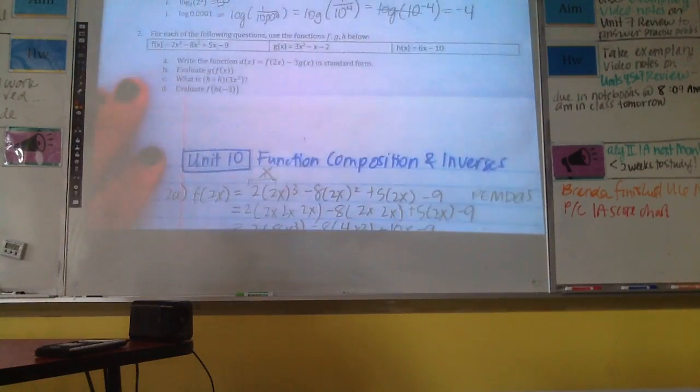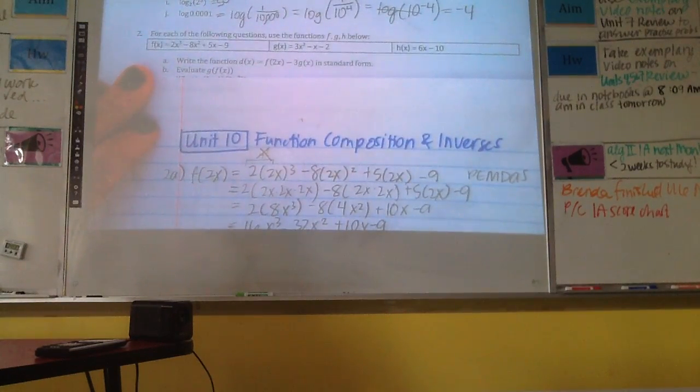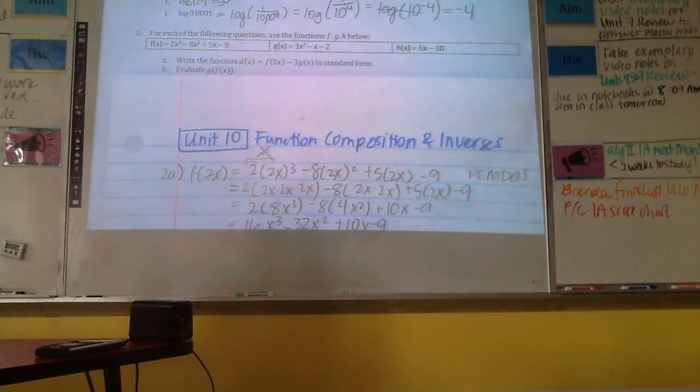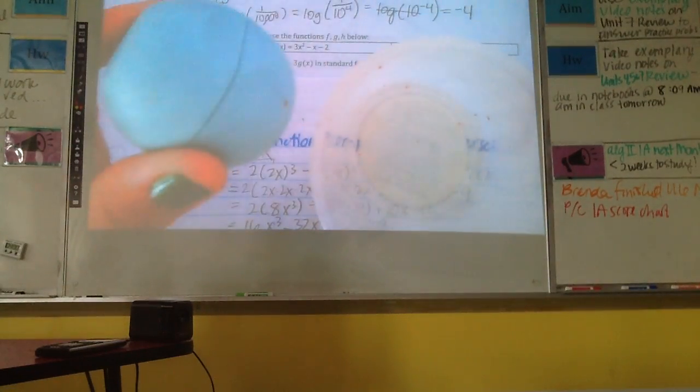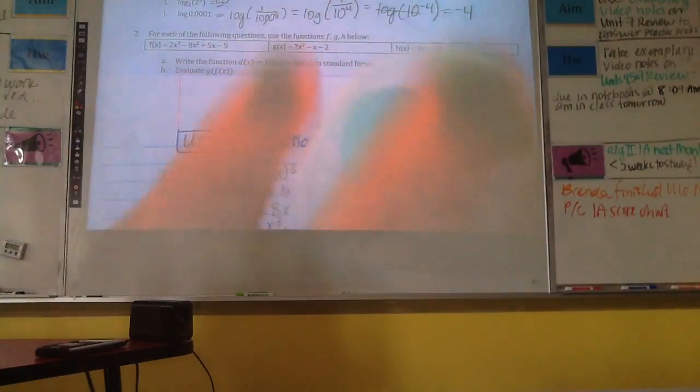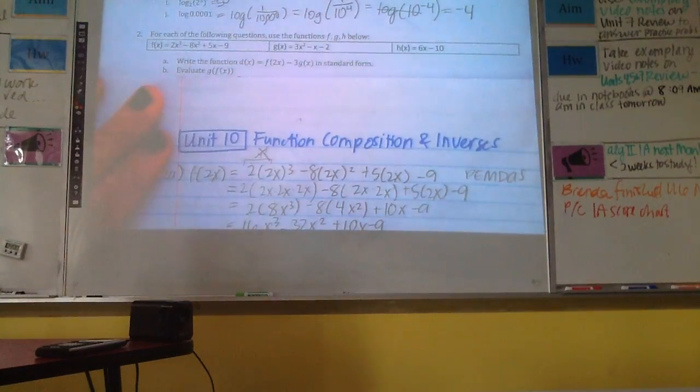Okay, now look at b. This notation looks like our function composition. We'll keep coming back to this. It looks like we're taking the function f of x and putting it inside of g of x. So let's evaluate. It's pronounced g of f of x.